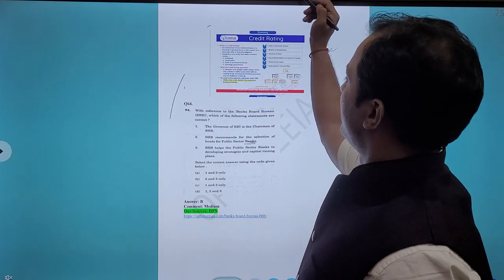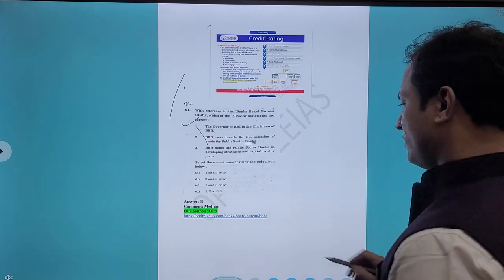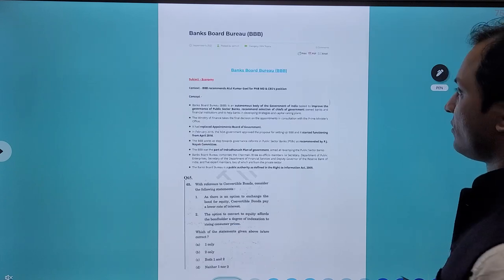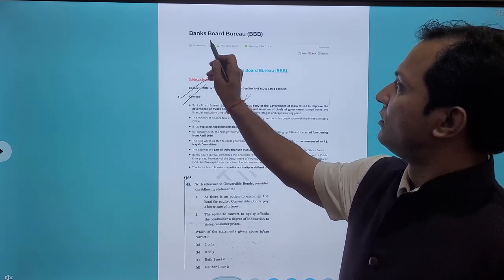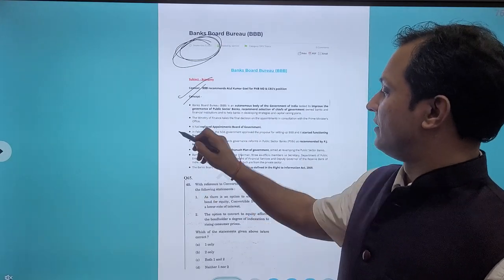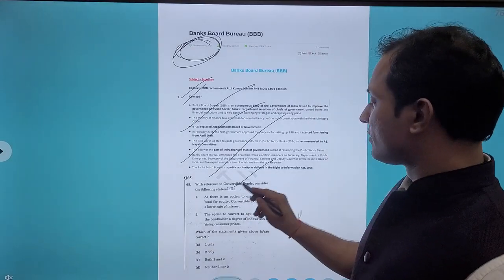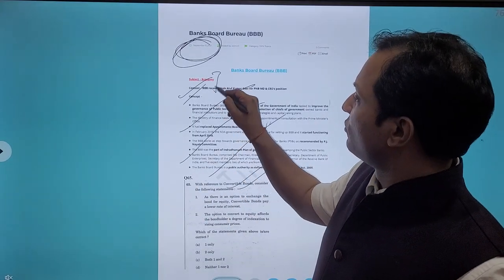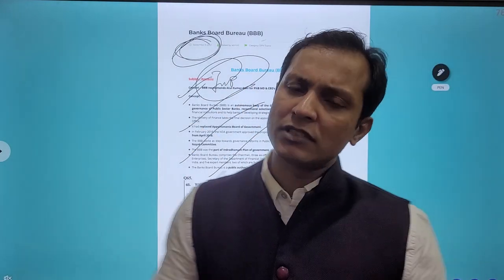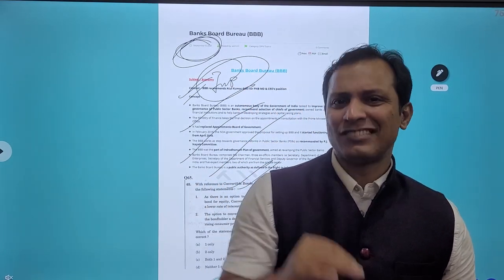Let us go further, guys. You see, 64, Bank Board Bureau, a very easy question. I think that also is covered in the DPN, Bank Board Bureau, exactly word to word question, September 2021, guys. I was expecting this question to come from UPSC. Bank Board Bureau is an important institution on the economy. Appointments of the heads of the public sector banks.